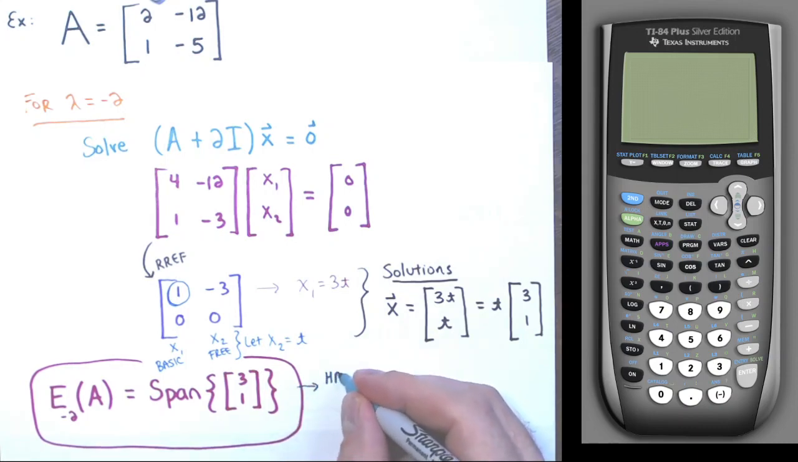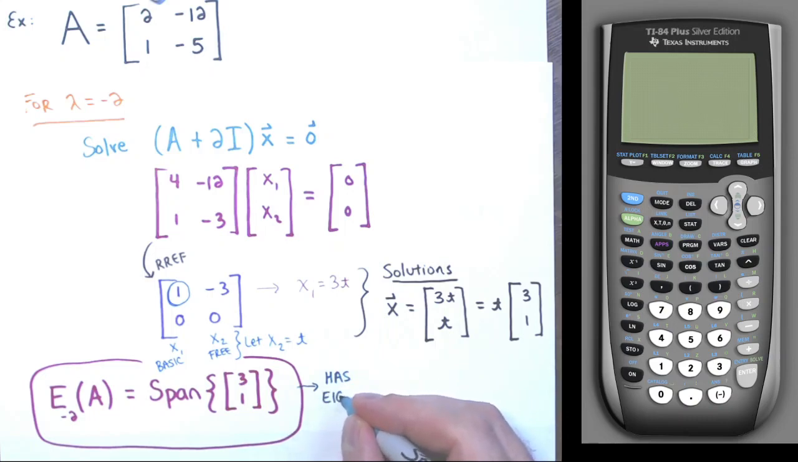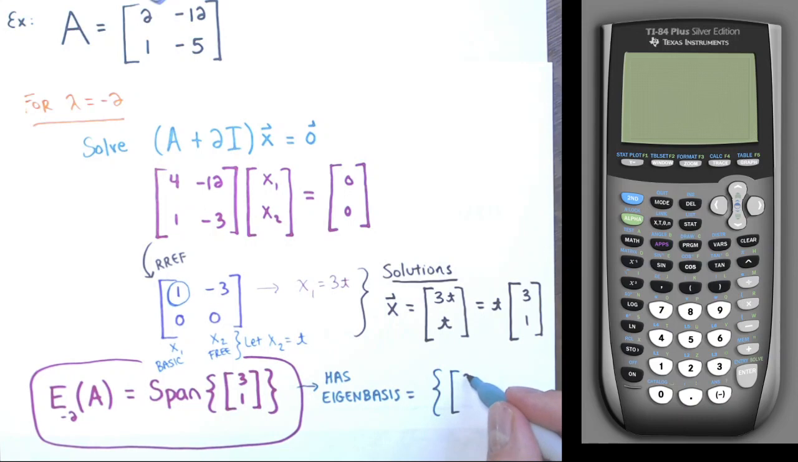So this has eigenbasis, which is just that set with the vector 3, 1 in it, right? It clearly spans the space. Every vector in this eigenspace is a scalar multiple, linear combination, however you want to put it, of the vector 3, 1. And it's only a set with a single non-zero vector, so it's definitely linearly independent. So here is another eigenbasis for A, this time corresponding to lambda equals -2.